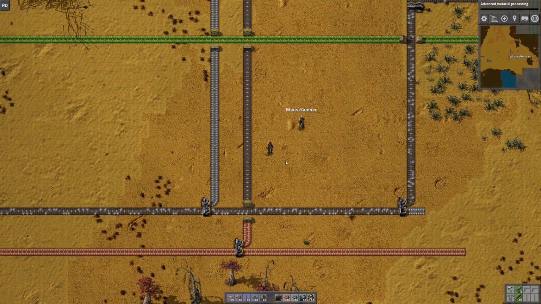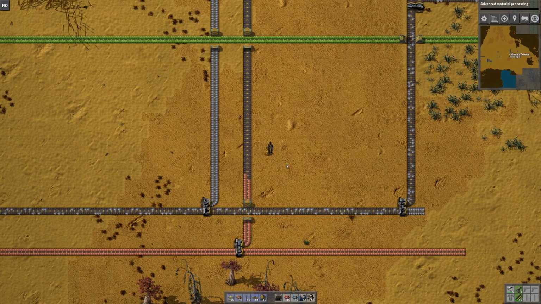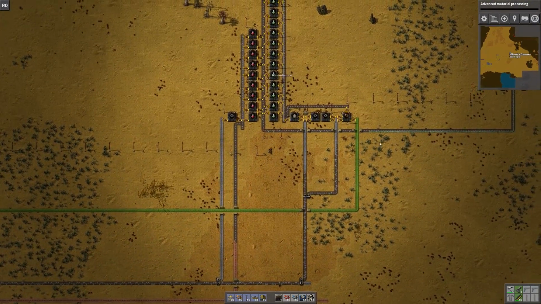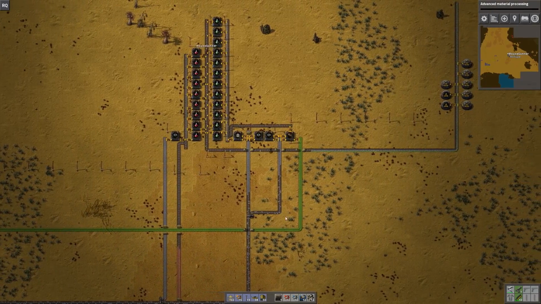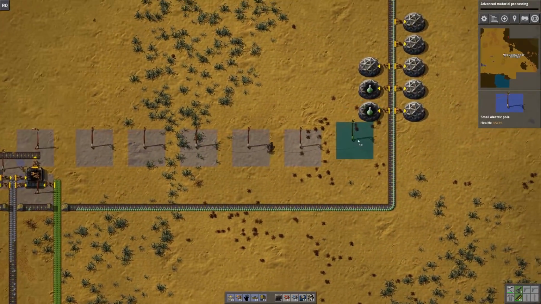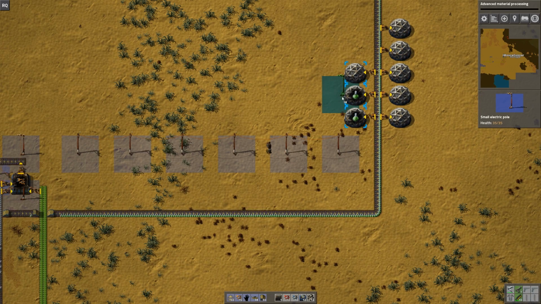And with that, once this gets up here, we should have red science flowing. And once we power the science labs, we'll have science pretty well automated for quite a ways longer into the game, which will be nice.